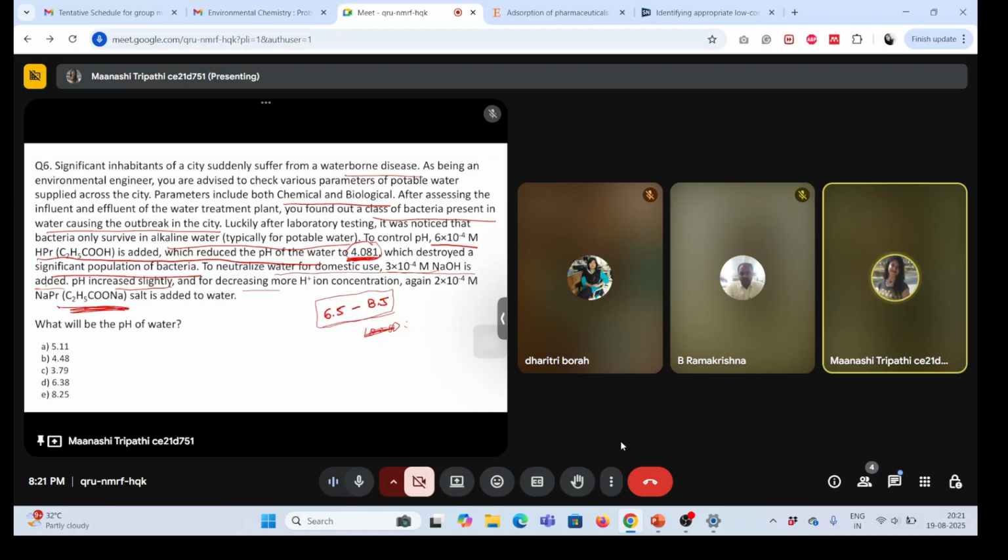So for neutralizing more H plus, again this much is added. It seems that when this was added, it reached a buffer zone of NaPr. Then when more was added, the pH increased drastically. So multiple step problem is there. First it reached a buffer zone, and then it is added again to increase the pH of water into the drinkable range. So what is the pH of water if we want to make it drinkable?